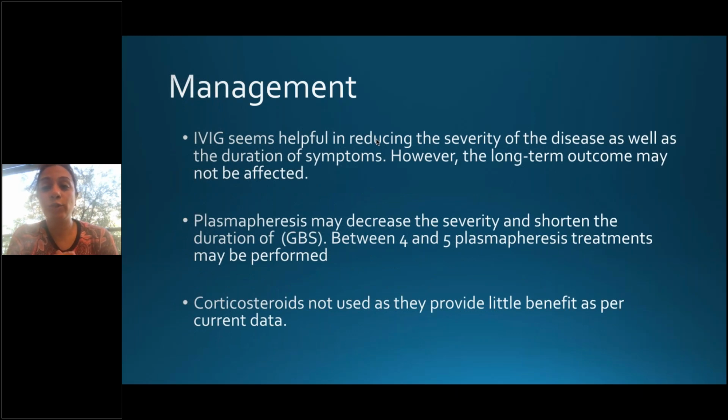IVIG is helpful in reducing the severity of the disease and the duration of symptoms, but it does not affect the long-term outcome. Same for plasmapheresis, it decreases the severity and shortens the duration, and normally we give between 4 to 5 cycles of PLEX or plasma exchange. Steroids are not used. They provide little benefit as per current data.